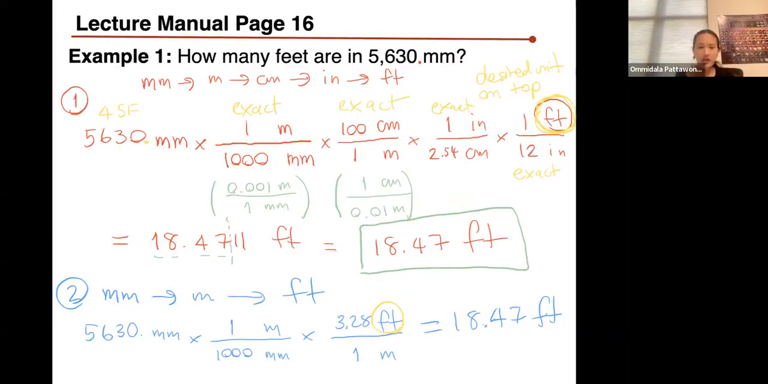Why don't I just go with the shorter route? Well, the reason is that it depends on what the given information is. If it's giving just the information on top, then you have to use just the top part. If it's giving you meter to feet right away, then you are going to use that. So it just depends on what the given information is.